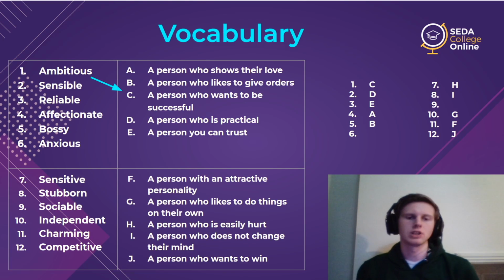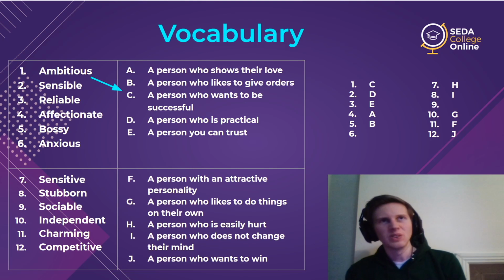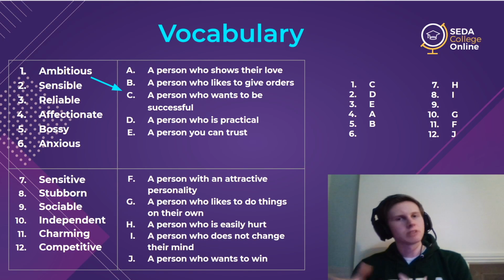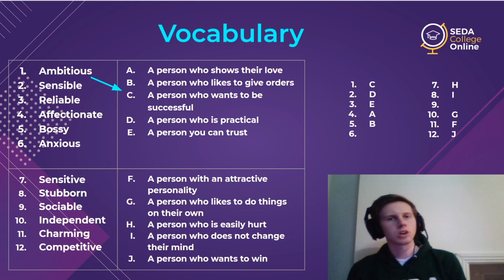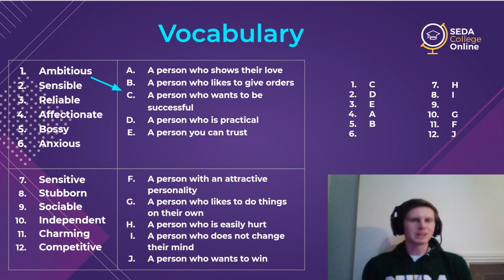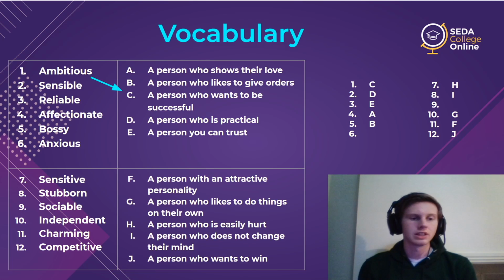And then we have charming. Charming is letter F here, a person with an attractive personality. So charming is someone that you meet for the first time and you go, wow, what a really cool person. I really like that person. That's someone who's charming. Sociable is more just about talking, the idea that I like to talk to people, I like to see new people. Charming is people like me when they meet me. So if maybe you or your friend or someone you know is like this, you can say they're charming.